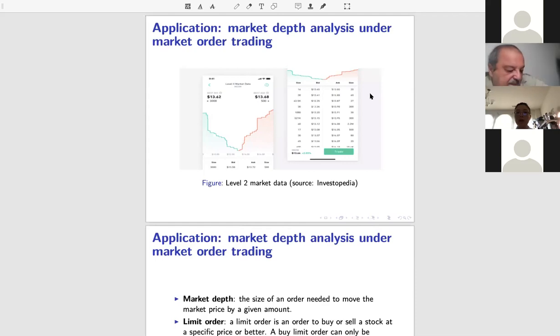So if a market is very deep, meaning that the market depth is large, at a certain price we will have a very large amount of existing orders, existing size of orders, so that we need a large amount of trading in order to break the current price and make the price move.